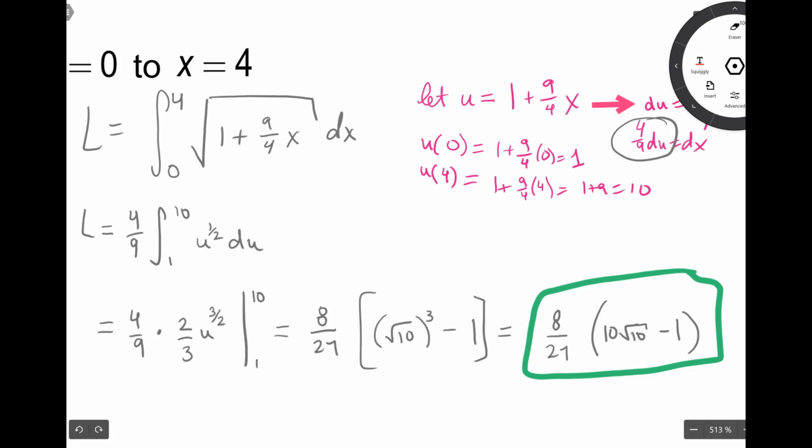Alright. Don't forget, this is square root of 10 cubed, so square root of 10 times square root of 10 times square root of 10. This is it. I mean, this is as nice as it's gonna get. Disgusting, I quit. Okay, next problem.